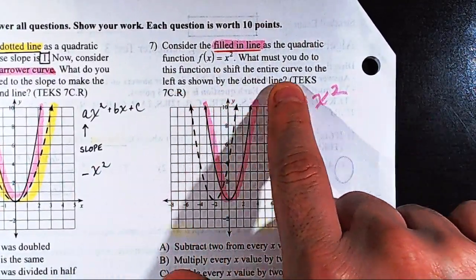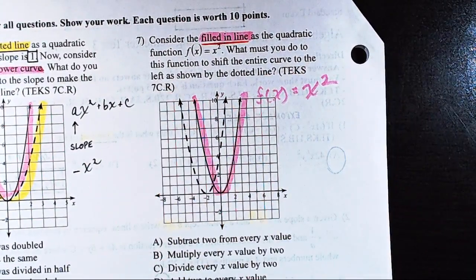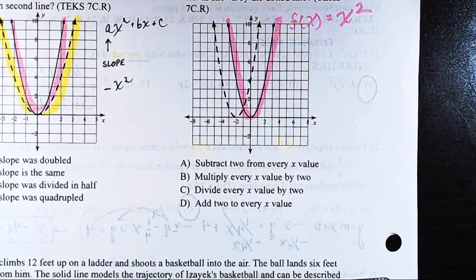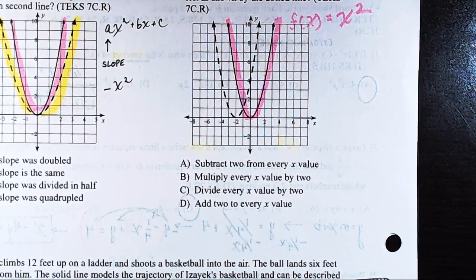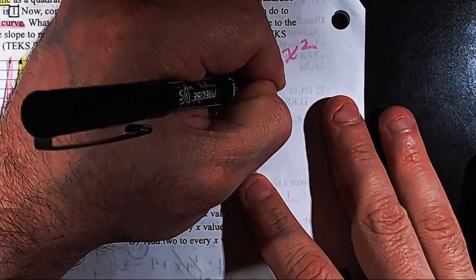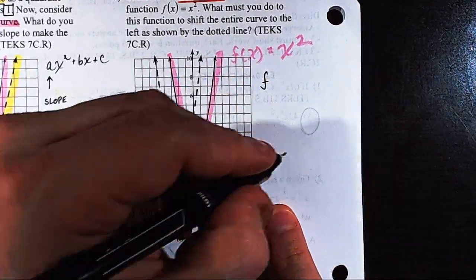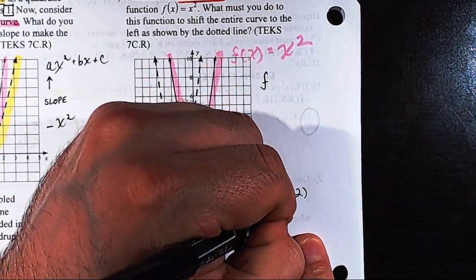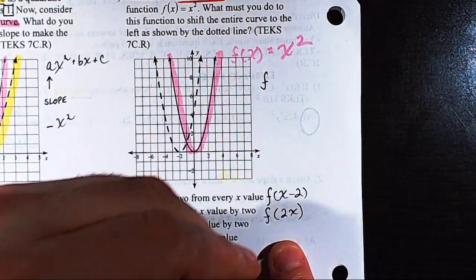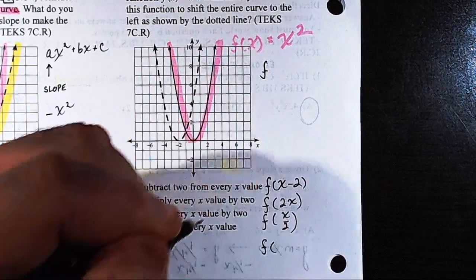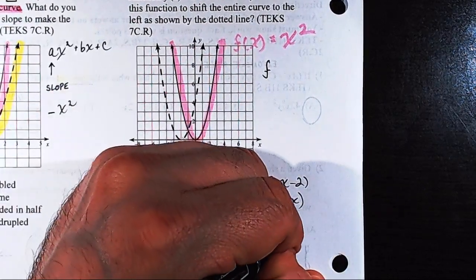What must you do to this function to shift the entire curve to the left, as shown by the dotted line? Subtract 2 from every x value, multiply every x value by 2, divide every x value by 2, or add 2 to every x value. Okay. Well, what we're really trying to make a decision about is, let me write it here actually, subtract 2 from every x value. That's f of x minus 2. Multiply every x value by 2, f of 2x. Divide every x value by 2, f of x divided by 2. Add 2 to every x value, f of x plus 2.